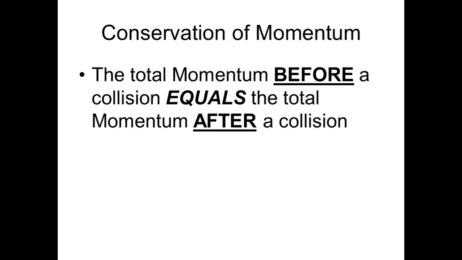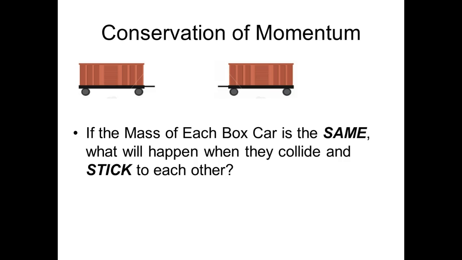One of the most common ways to change momentum is to collide two or more objects. The conservation of momentum states the total momentum before a collision equals the total momentum after a collision. Let's take a look at train cars. If the mass of each boxcar is the same, what will happen when they collide and stick together?